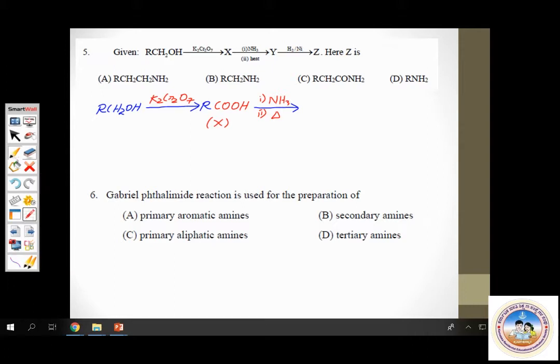The COOH group gets converted to an amide, or COOH becomes CONH2. CONH2. See how the functional group is changing? This is an amide, so this must be your compound Y.